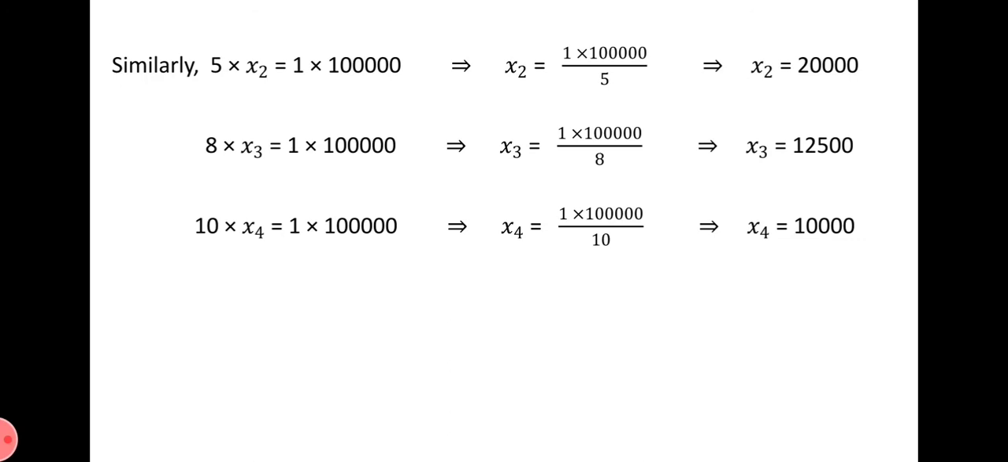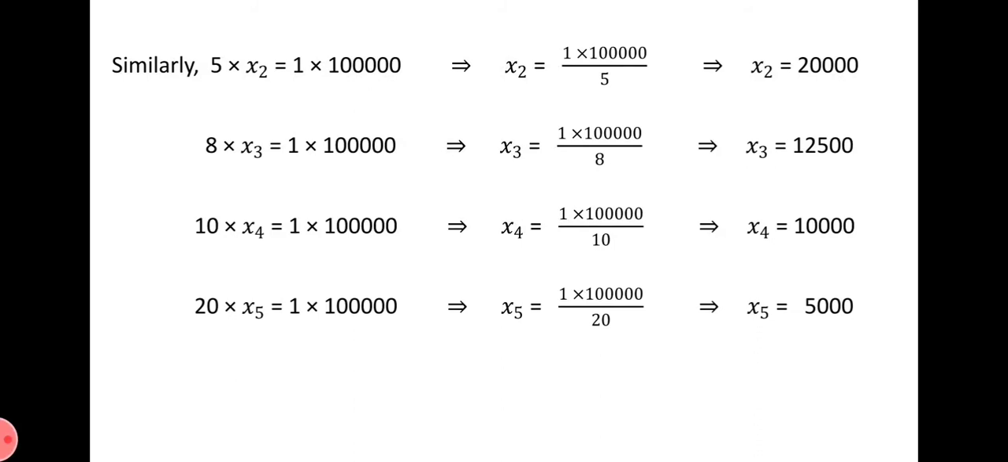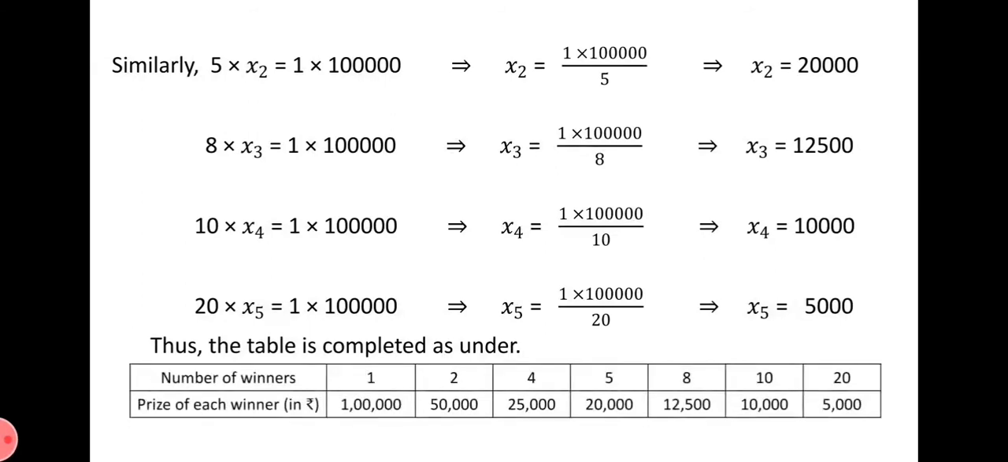And the last, 20 into x5 equal to 1 into 1 lakh implies that x5 equal to 1 into 1 lakh upon 20. So 0 will cut, and 10,000 upon 2 is half of 10,000, which is 5,000. That is x5 equal to 5,000. So if the number of winners is 20, each winner will get rupees 5,000. So let us complete the table. Thus the table is completed as under, with the number of winners and the prize of each winner in rupees.